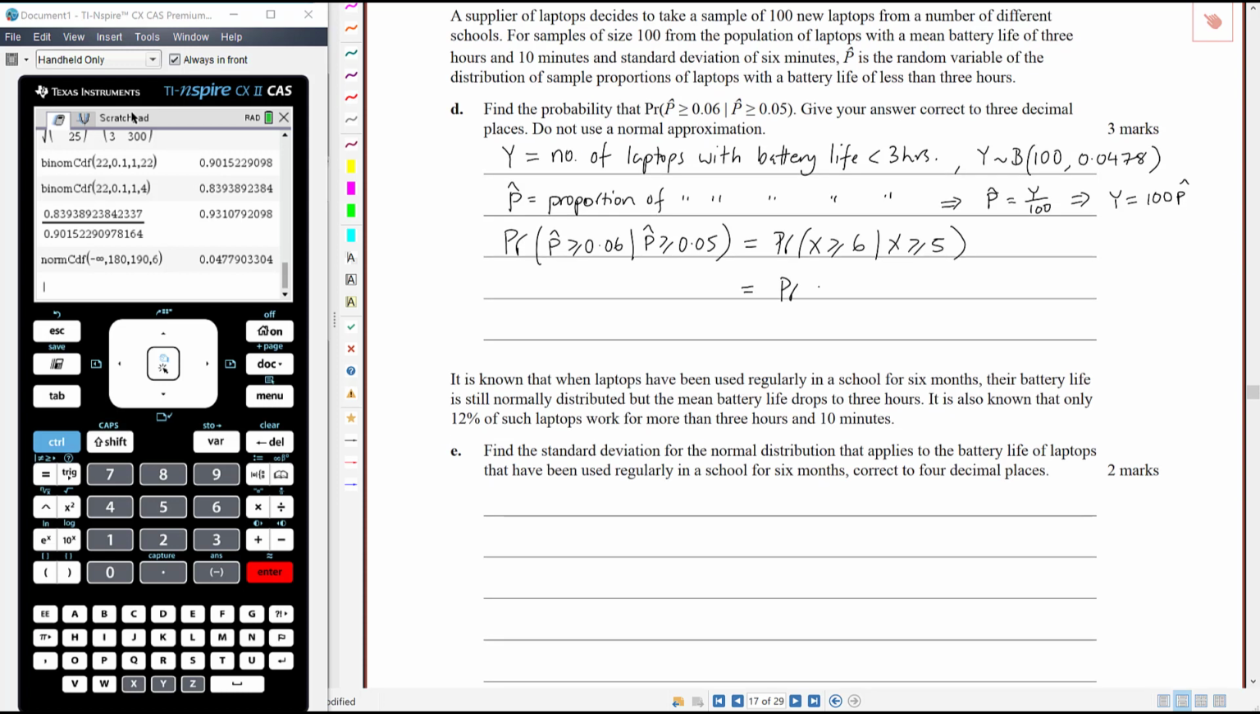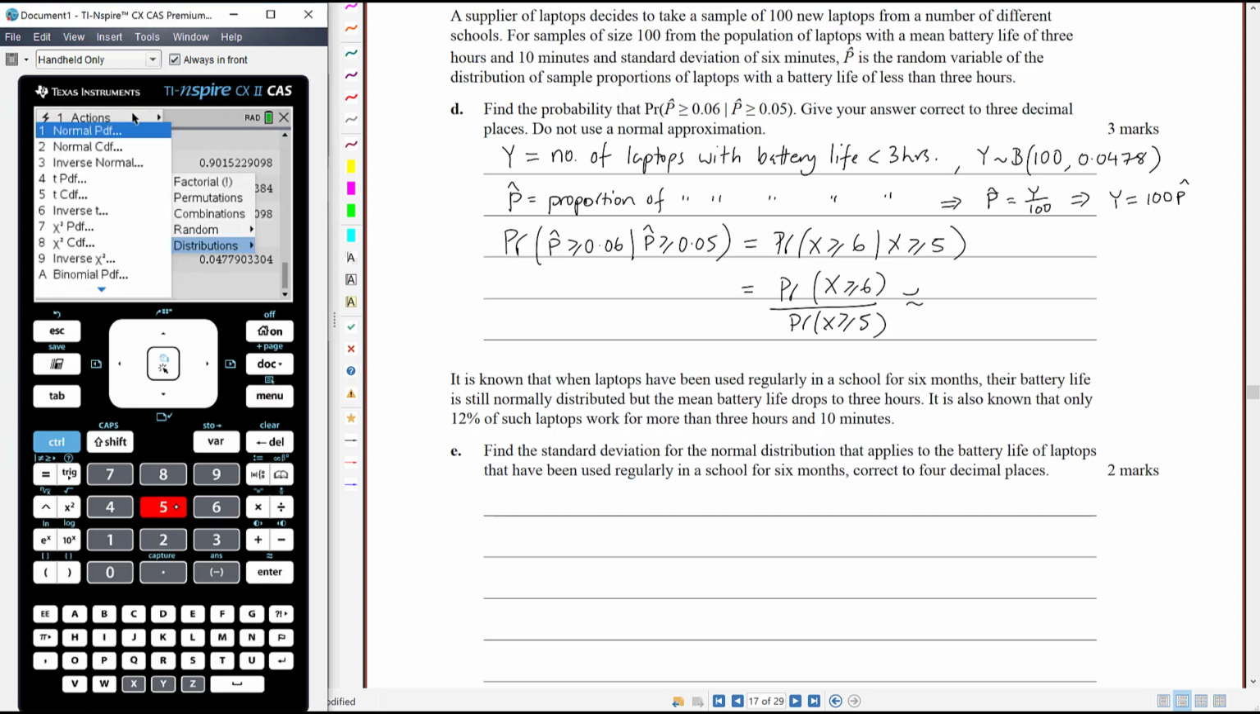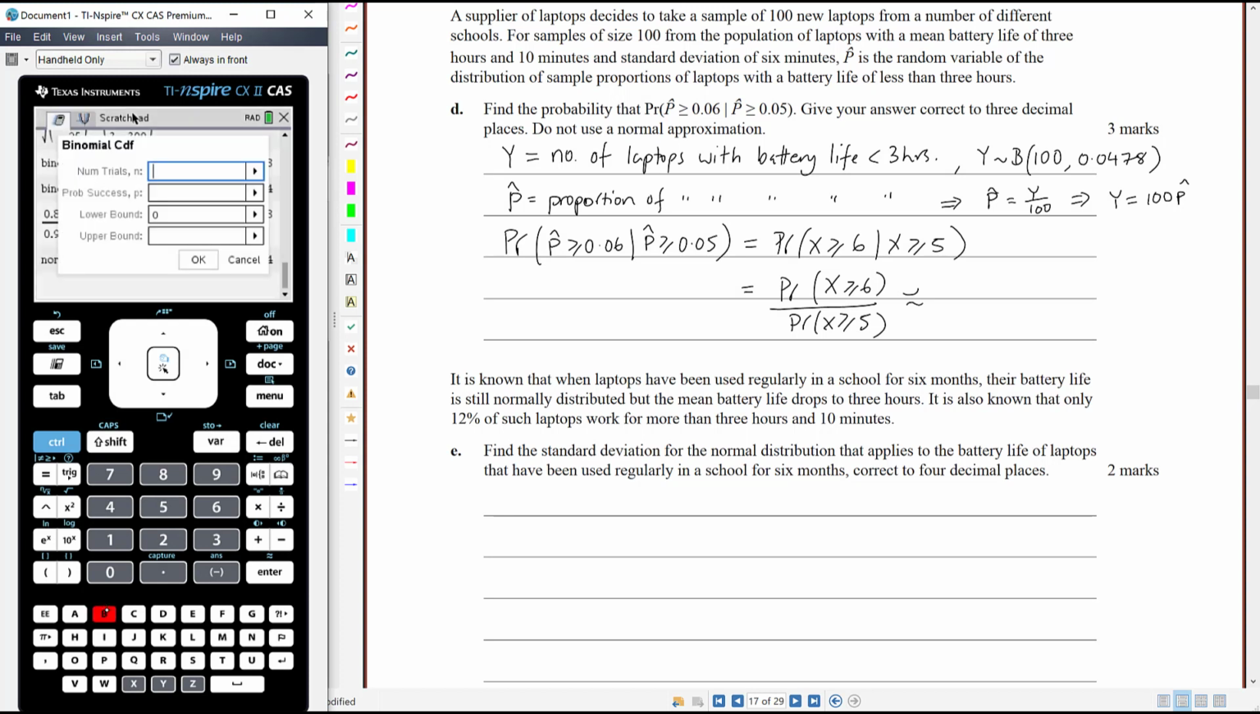So we want the intersection of those two things. So probability that y is both bigger than or equal to 6 and bigger than or equal to 5, which means bigger than or equal to 6, over the second thing, which is probability that y is bigger than or equal to 5. Okay, so menu 55B, it's a binomial CDF.